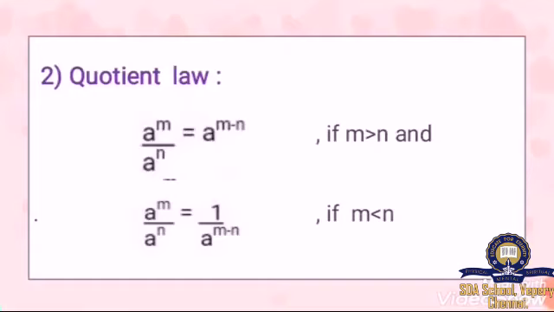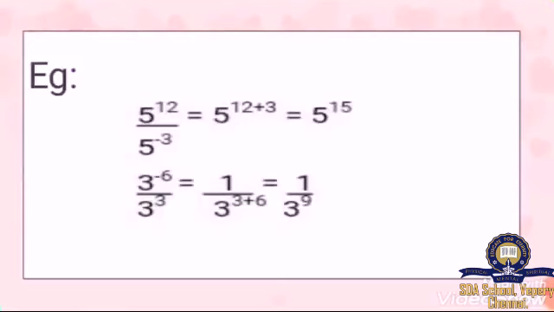Let me see with an example. First see the first condition. In this we know that m is 12, so m is lesser than n. So we get 5 to the power 12 divided by 5 to the power minus 3 is equal to 5 to the power 12 plus 3, which is 5 to the power 15.